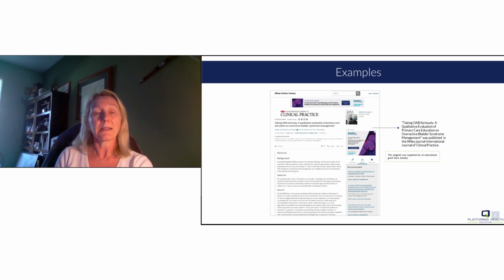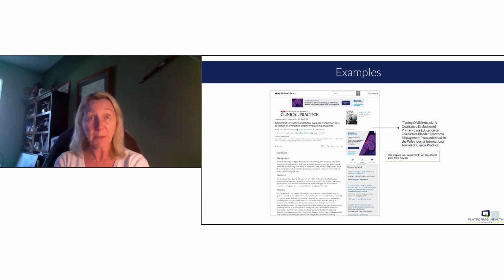The second slide illustrates a peer-reviewed publication in the International Journal of Clinical Practice. The CME program was an overactive bladder management program, and the project included a post-activity survey of a group of clinicians that participated in the program. And the survey included an in-depth phone interview about practice patterns, attitudes, and barriers to overactive bladder management.